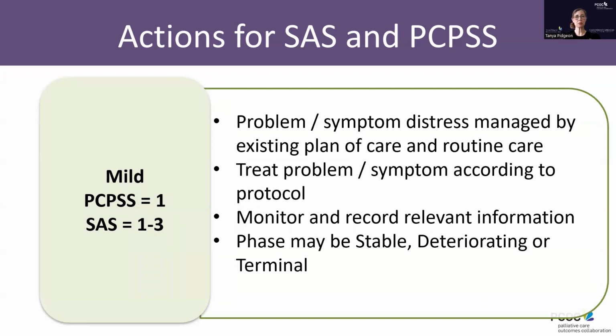Actions for SAS with scores of 1 or 1 to 3 and palliative care problem severity score. So for the palliative care problem severity score, a score of 1 for any of the domains and a SAS distress score from 1 to 3 for any of the symptoms would tell you that the patient's problems or symptoms are currently managed by the existing care plan with some inclusion of an interventional treatment with the goal of care to score 0 at the next assessment.